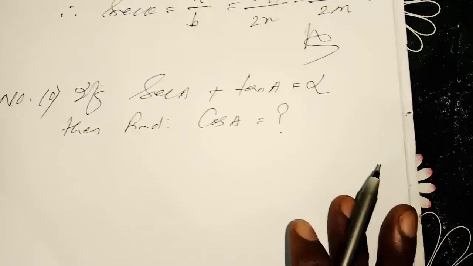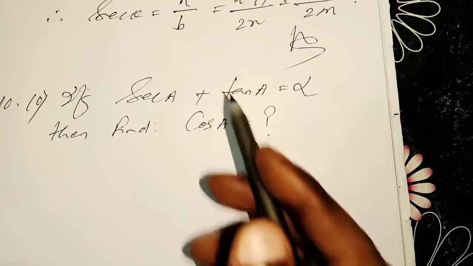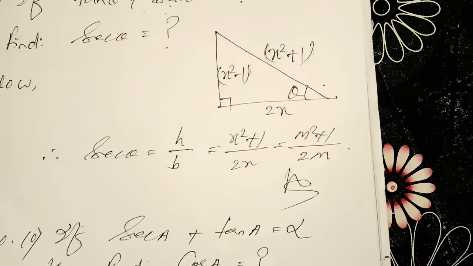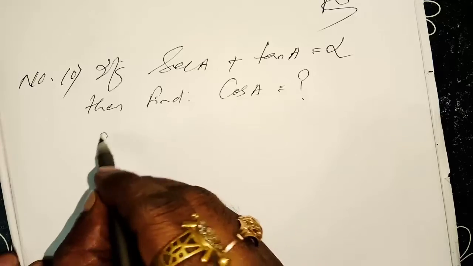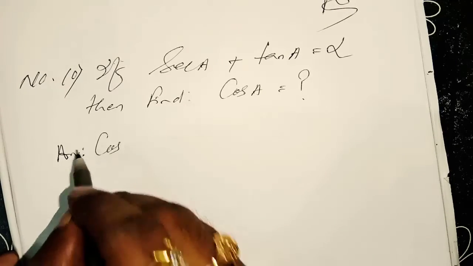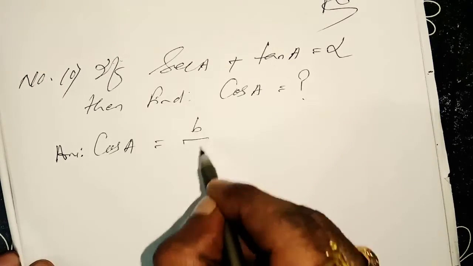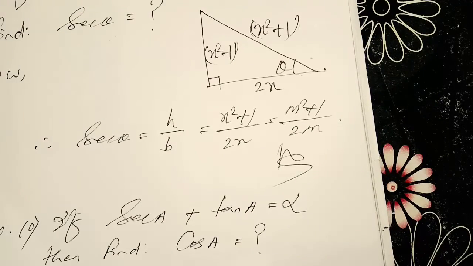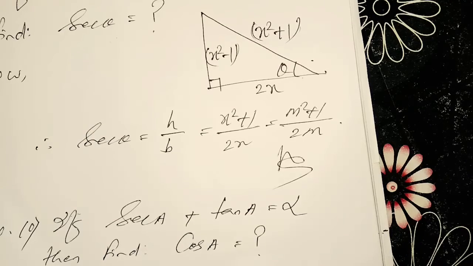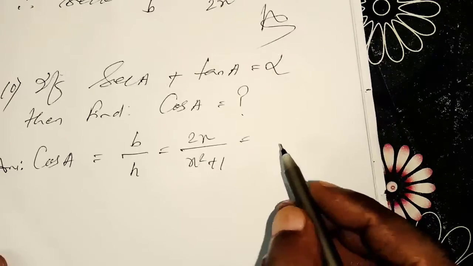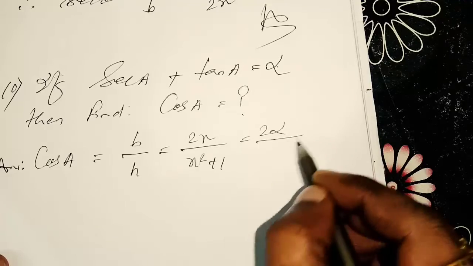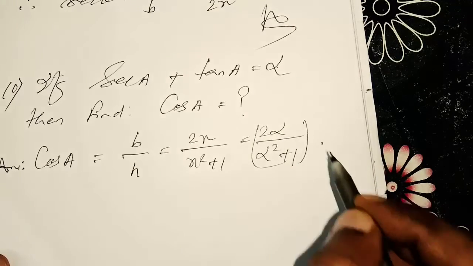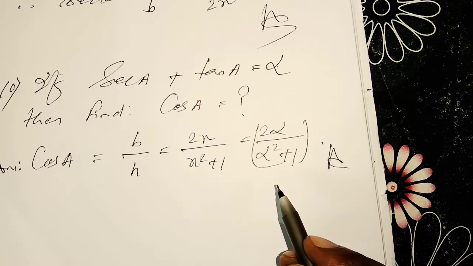How to solve it? You have to apply the same formula here. As it is given sec a plus tan a is equal to alpha, you can apply the previous formula. Your cos a formula is base by hypotenuse, b by h, just like number 8. From the last figure, the base is 2x and the hypotenuse is x square plus 1. Put the value of x as alpha, that means 2 alpha by alpha square plus 1. If you know the tricks, in math you have to apply the tricks everywhere.